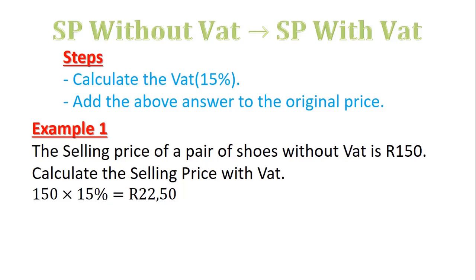The second step is that we add that to our selling price without VAT. So 150 plus 22 Rand 50, and that gives us a total of 172 Rand and 50 cents. Notice, I calculate the 15% VAT and then I add it to the original price.